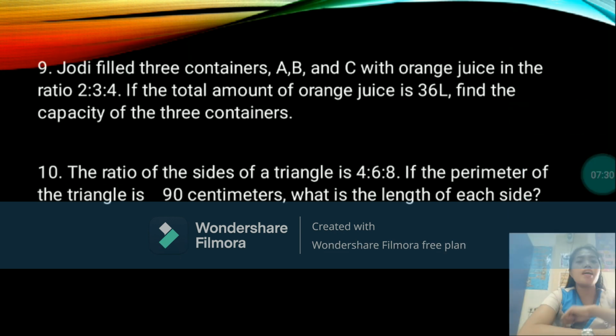Next, number 9. Jody filled three containers, A, B, and C, with orange juice in the ratio 2:3:4. If the total amount of orange juice is 36 liters, find the capacity of the three containers. Number 10. The ratio of the sides of a triangle is 4:6:8. If the perimeter of the triangle is 90 centimeters, what is the length of each side? Okay, so you have to answer that in your business activity notebook.